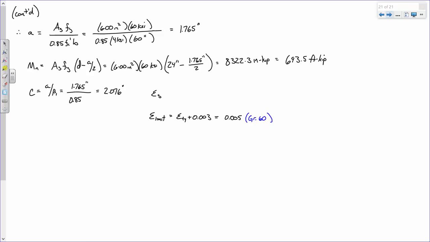Sound good? Okay. Now I'm going to cheat a little bit here and I'm going to show you why, but first off, what's the formula we've been using for the strain of the steel? Is it Fy over Es? No, that's the strain at yield. It's 0.003 times (d minus c) over c. Fy over Es is 0.002 for grade 60. That's why we made the assumption that this is 0.005. I'm just being lazy. This is the formula that we've been using for the strain of the steel.